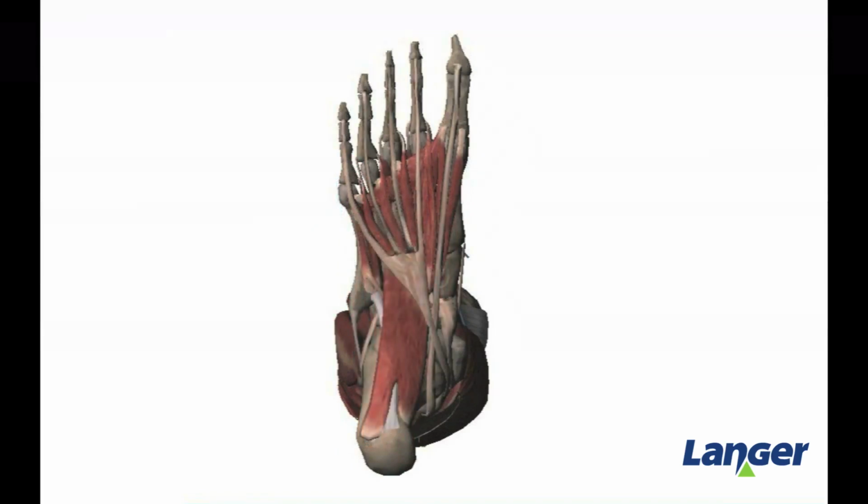The second layer within the plantar group has two muscles in total, the quadratus plantae and the lumbricals. The quadratus plantae has two heads which originate on the medial and lateral side of the calcaneus. The muscle inserts onto the lateral side of the flexor digitorum longus tendon and helps the tendon to flex the toes.